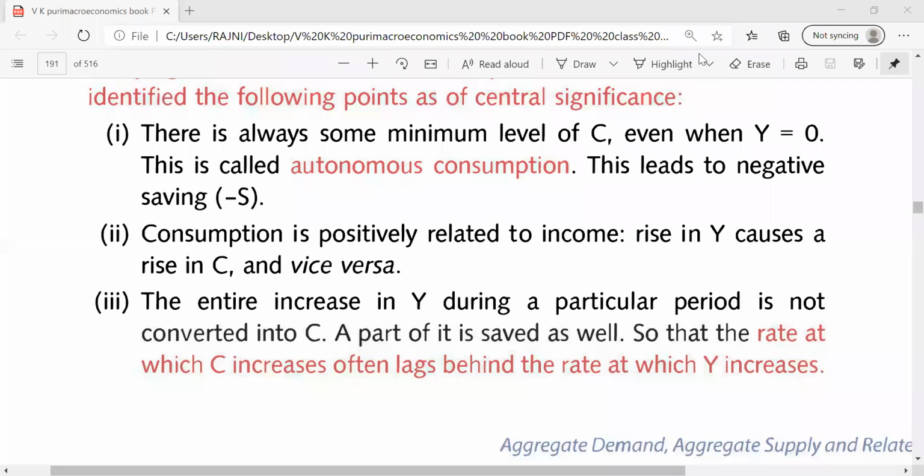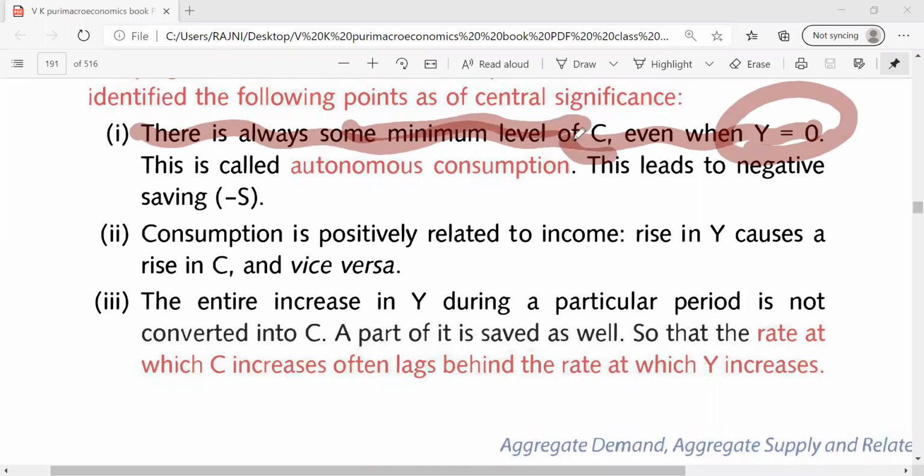इट मीन्स कि चाहे एक इकोनॉमी के अंदर इनकम का लेवल जीरो ही क्यों ना हो, मतलब अगर एक ह्यूमन बीइंग के पास पैसा नहीं भी है तब भी there will be the minimum level of consumption. कम से कम एक लेवल इकोनॉमी में जरूर होगा consumption का, क्योंकि कोई भी ह्यूमन बीइंग बिना कंज्यूम किए सरवाइव नहीं कर सकता. So which is known as the autonomous consumption. And at that point of time we can say that is the negative saving.